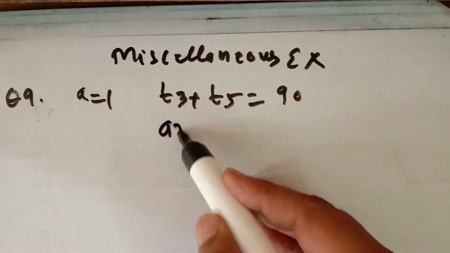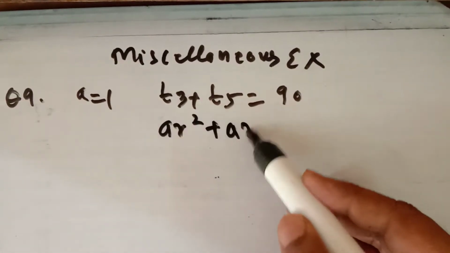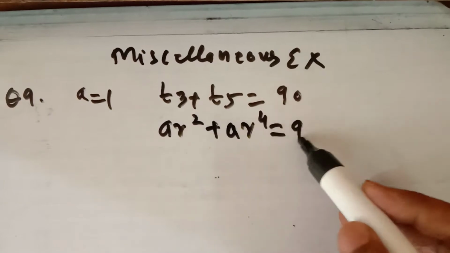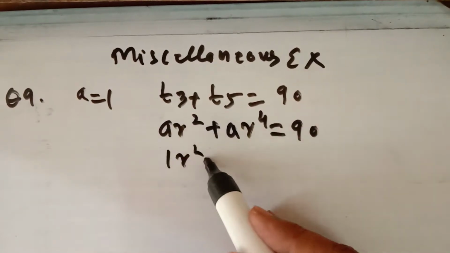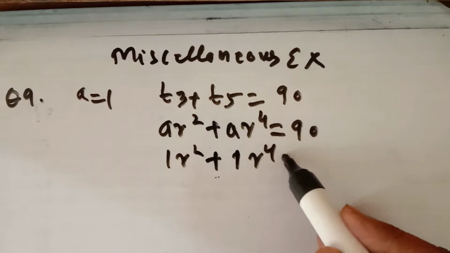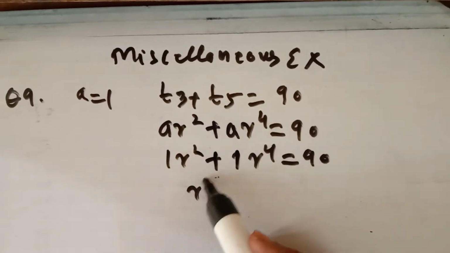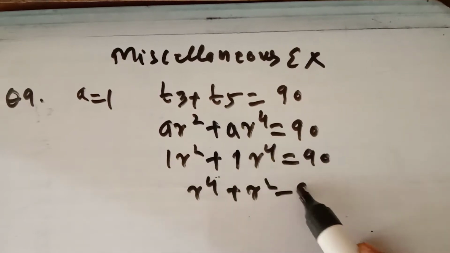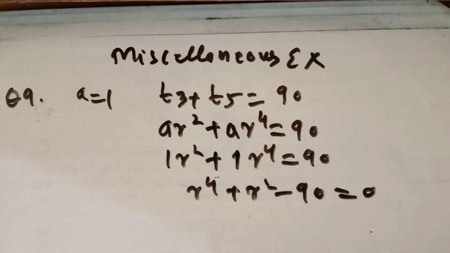The third term is AR square and the fifth term is AR raised to power 4. The value of A is 1. So you are getting a biquadratic equation like this, and you can easily factorize.